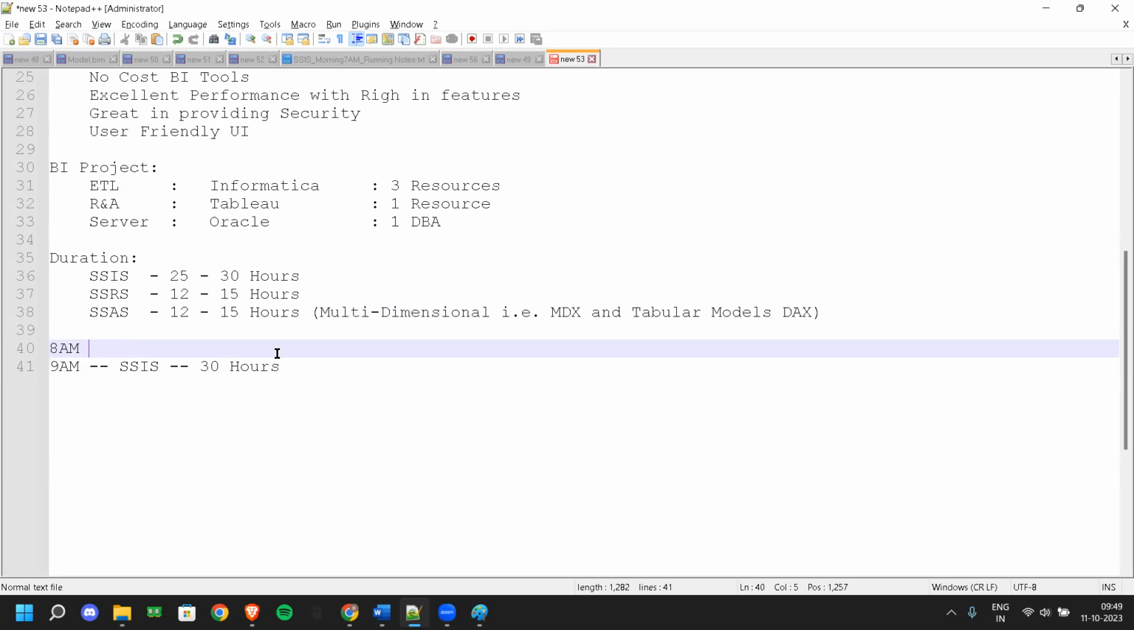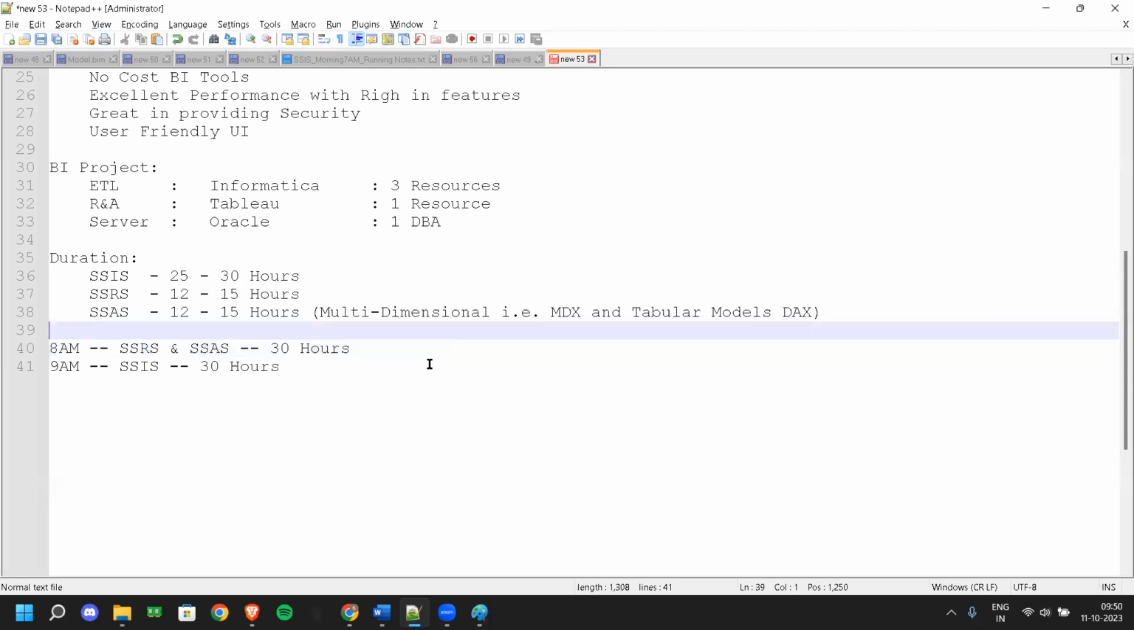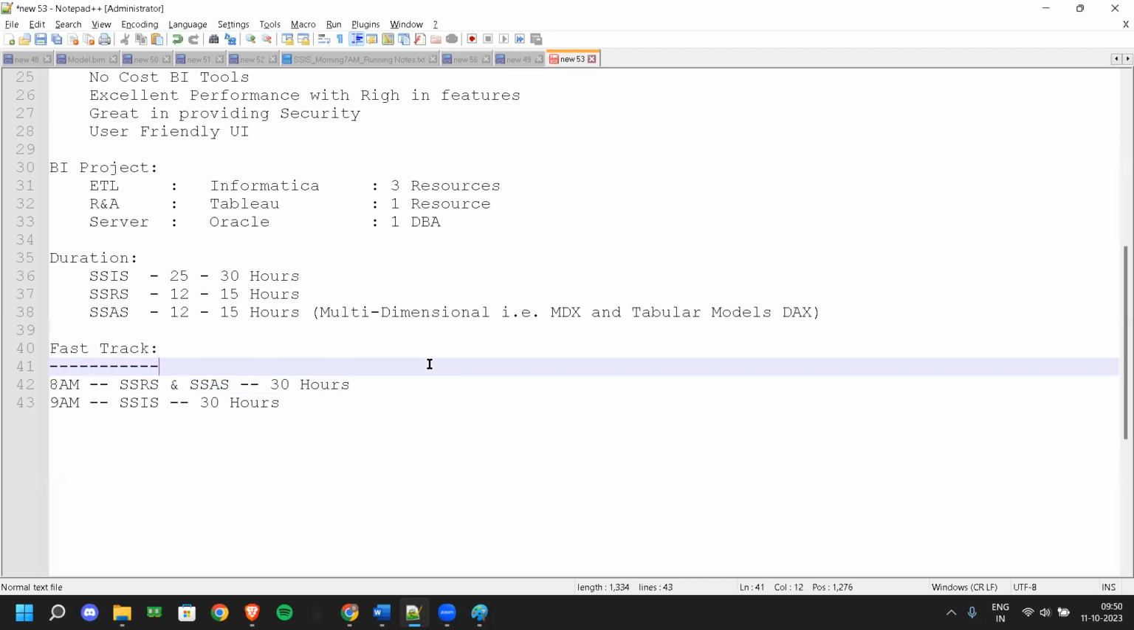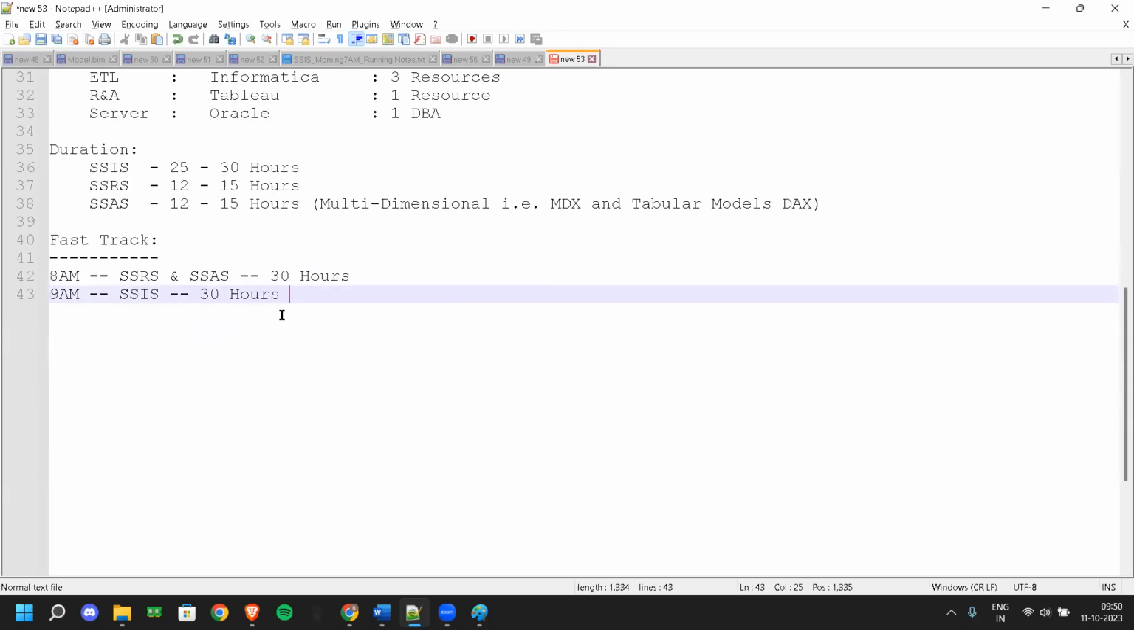Before that, we have the 8 a.m. batch. In the 8 a.m. batch, I'm going to start SSRS, followed by SSAS in another 1 or 2 weeks, so that you can finish the total course in 1 month. That takes 30 hours again at max. 30 plus 30 is 60 hours. So it is nothing but a fast track kind of thing, but you need to attend two different classes, 8 to 9 and 9 to 10, so that you can finish the total course within 1 month. Are we good?